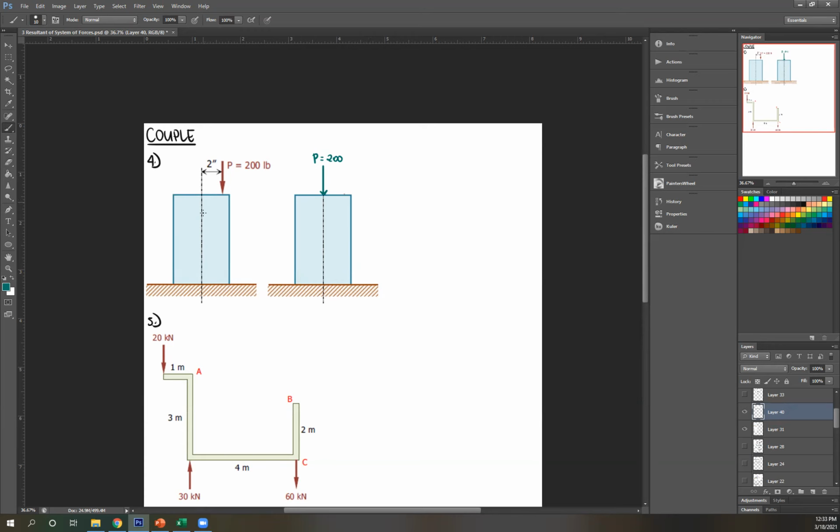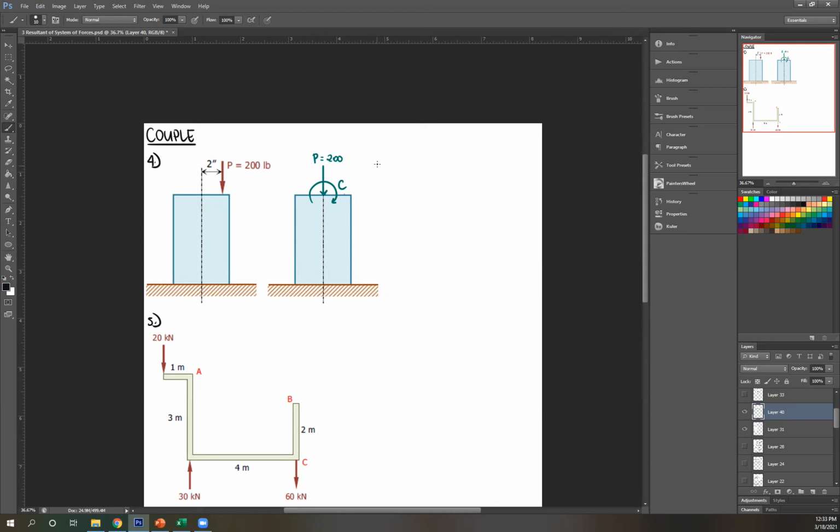So you have P here. So about the center, because you're going to move your couple to the center. So rotate P about the center. So that's clockwise. So therefore, the resulting couple should also be clockwise. So that's your couple. Okay?